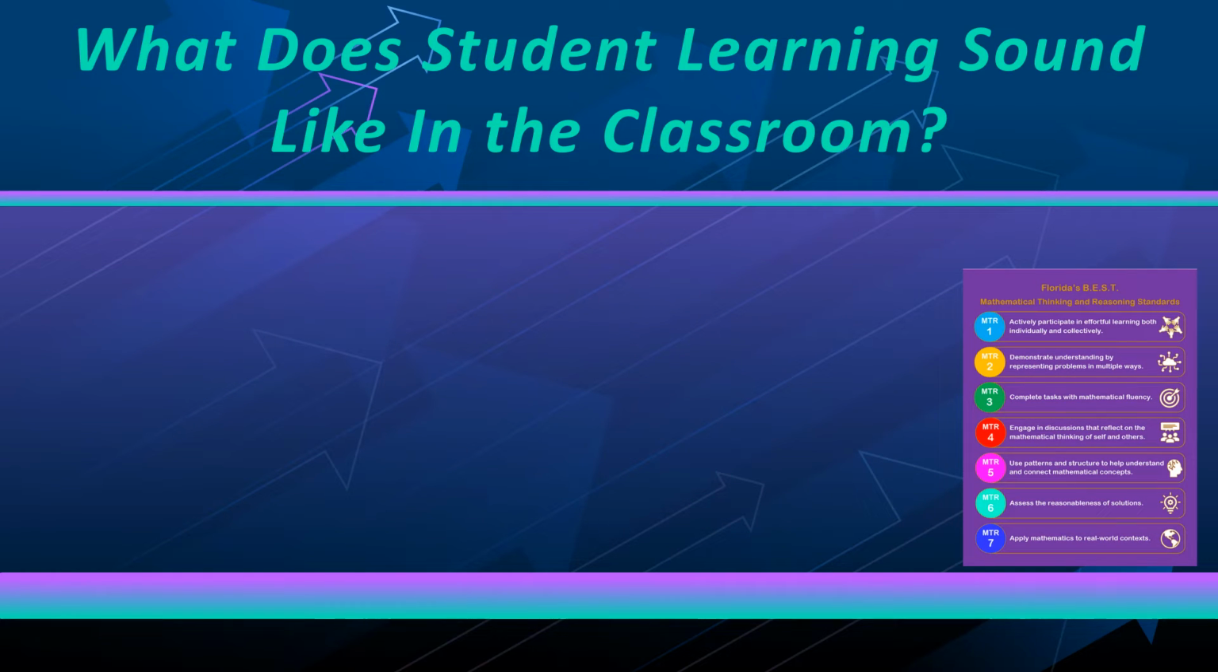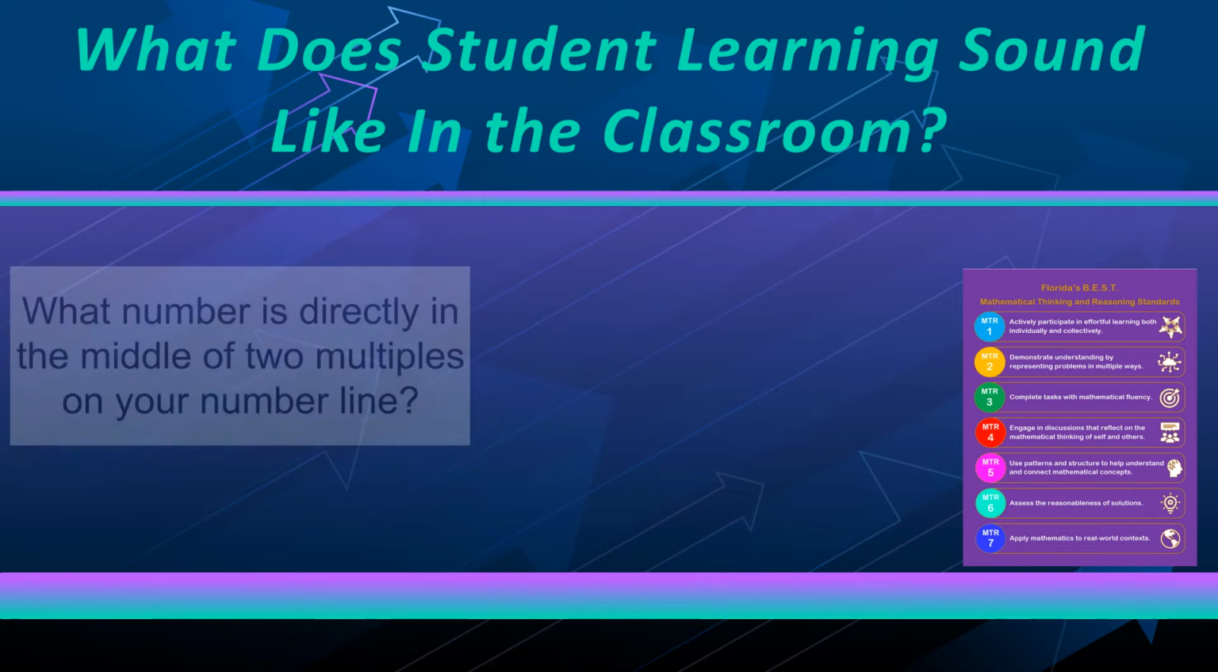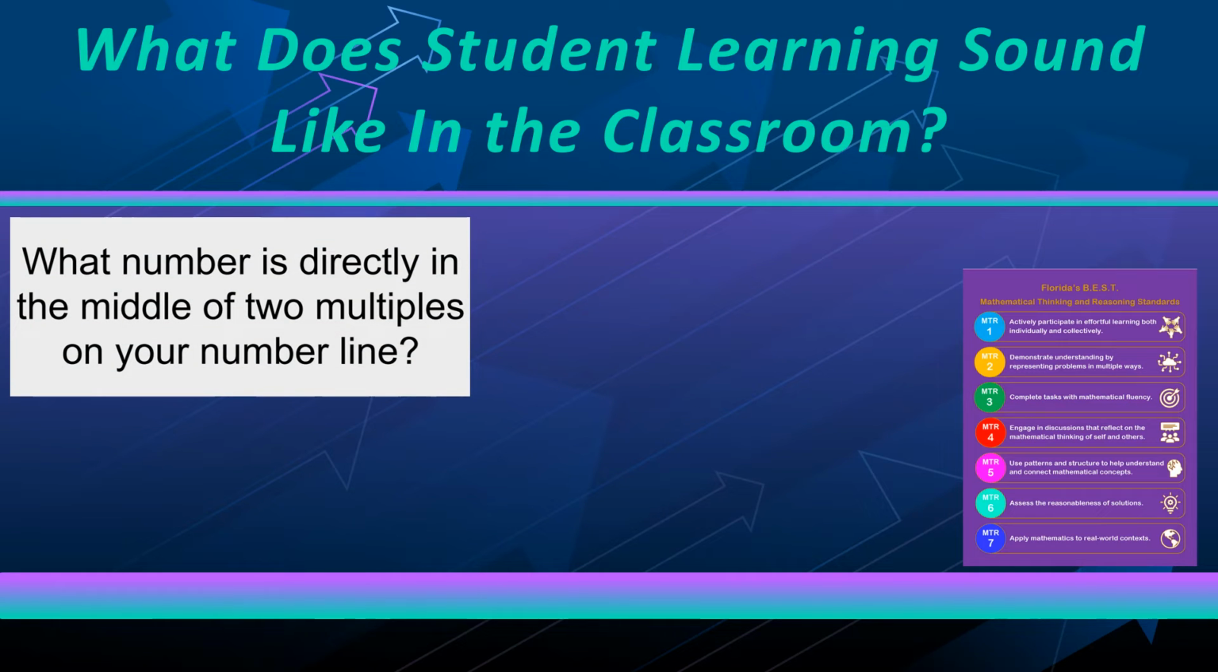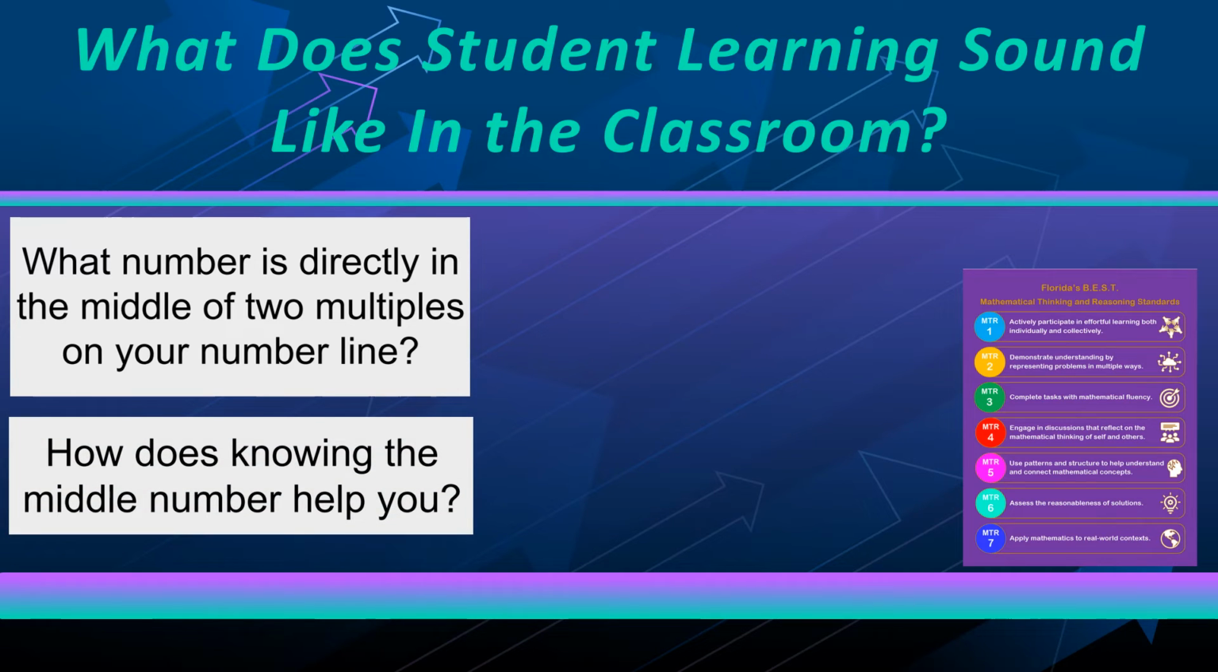We want to get our students talking about the mathematics that they are learning. Students engaging in discussions to reflect on their mathematics is related to MTR 4. Here are some questions that you might hear in the classroom. What number is directly in the middle of two multiples on your number line? Encouraging students to make sense of the number in the middle is definitely important for rounding. How does knowing the middle number help you? Here's where we want to get students to start to think about why that's important and how that helps them.